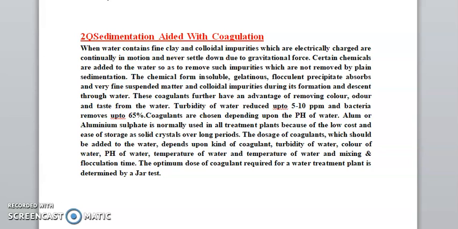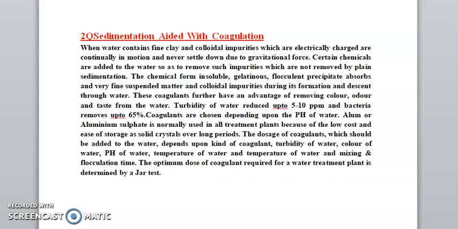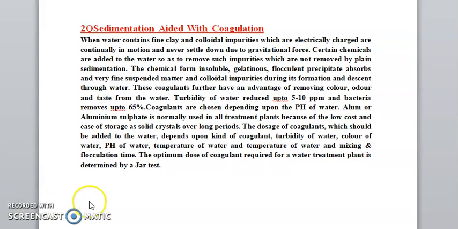The dosage of the coagulant which should be added to the water depends upon the kind of coagulant, turbidity of the water, color of the water, pH of the water, temperature of the water, and mixing and flocculation time. The optimum dose of the coagulant required for the water treatment plant is determined by the jar test.